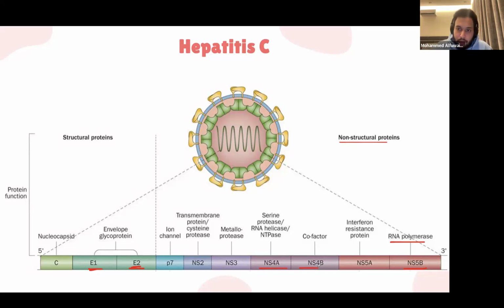An important thing about hepatitis C: can we give a vaccine for hepatitis C? Is there a vaccine? No. Why is that? Because hepatitis C is always mutating. Which two regions of this gene are always changing? One from the structural and one from the non-structural. E2, good, and one from here.